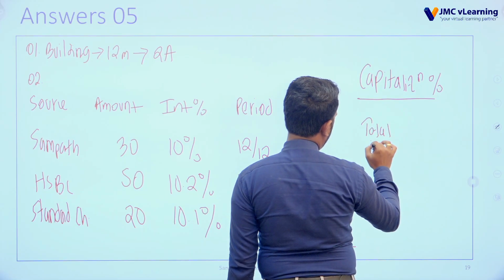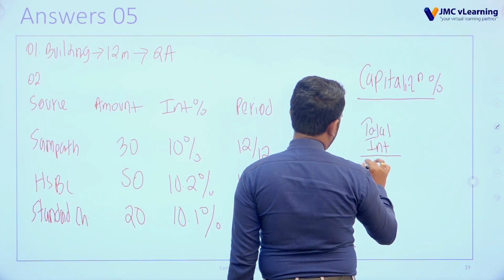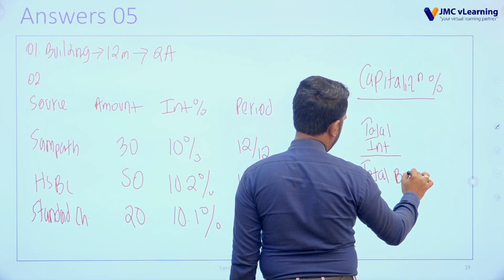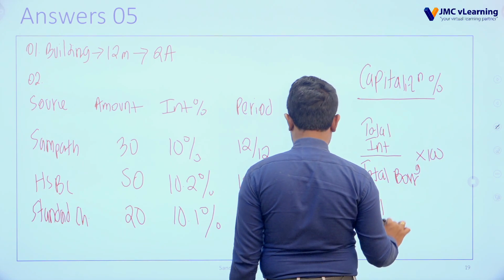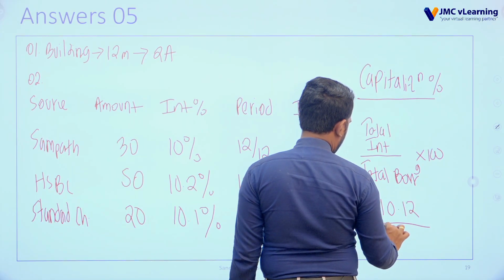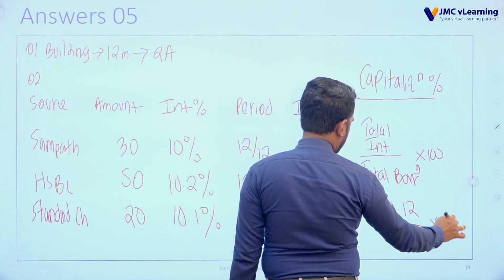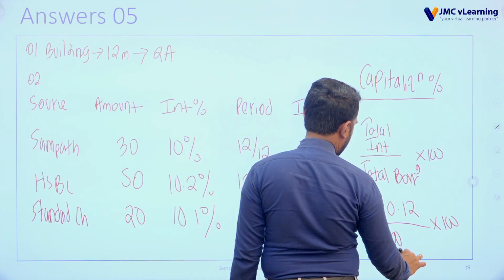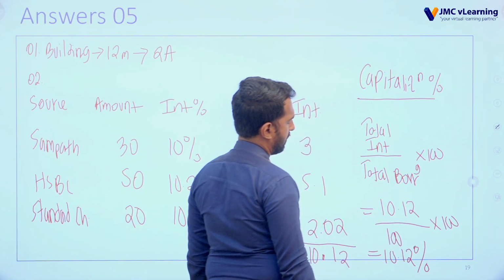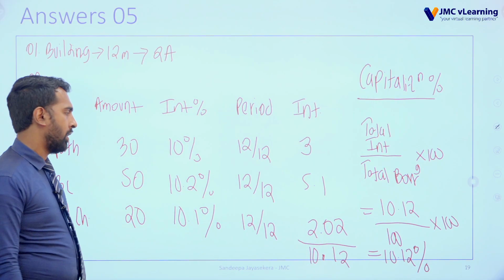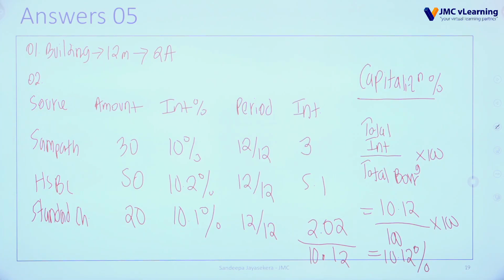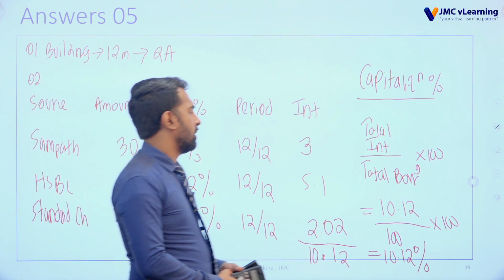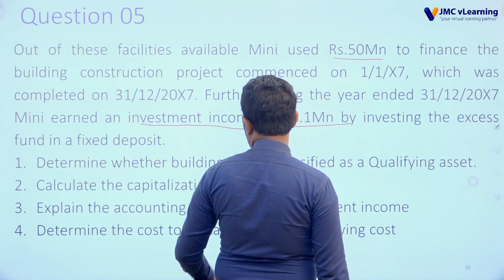You take the total interest divided by the total borrowing, multiplied by 100. So total interest is 10.12, total loans are 100, multiplied by 100, which will come to 10.12%. This is your capitalization rate, 10.12%. Now we have covered the second part.